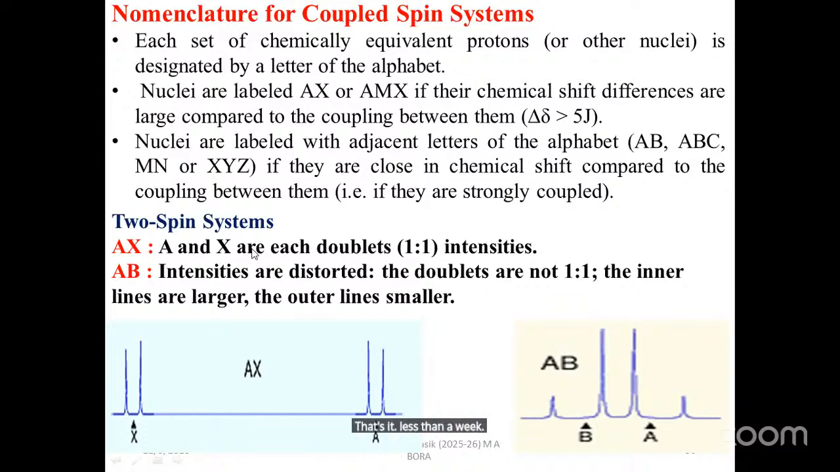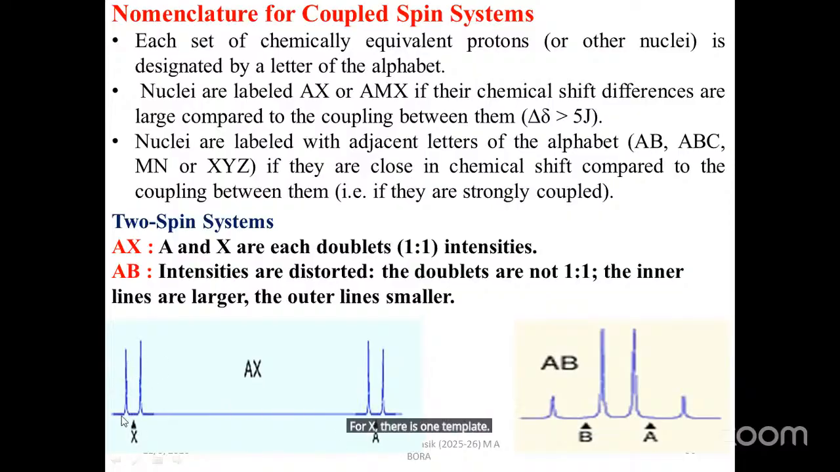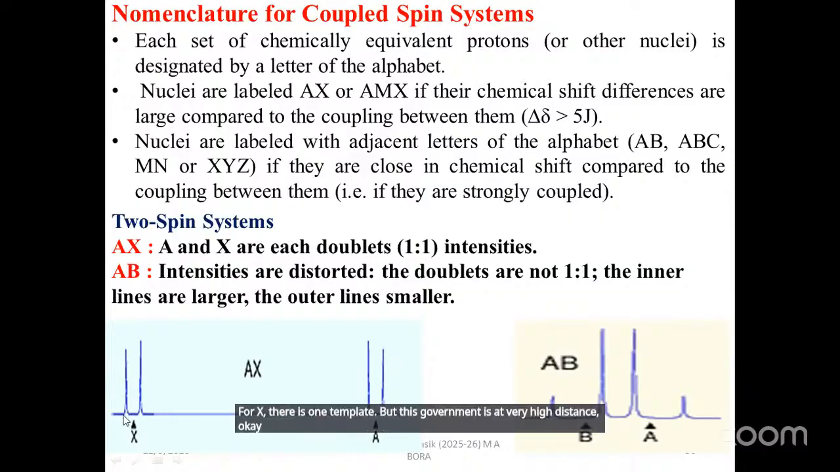Now, what happens if you have a different spin system? The spectra looks very different. Okay, let us take AX system, nicely separated two doublets you can see. See, for A there is one doublet, for X there is one doublet. Now these doublets are at very high distance, okay? They are very much away from each other. Why?